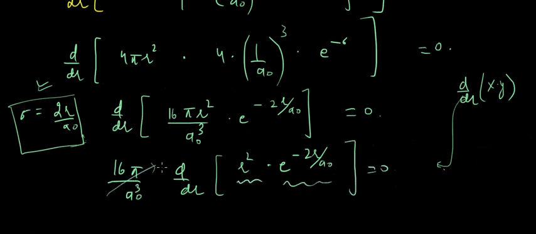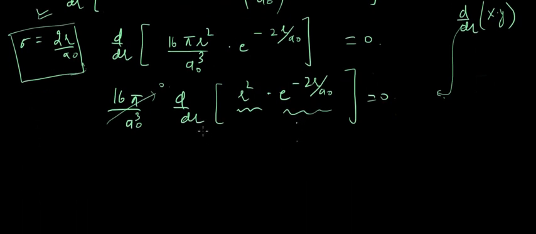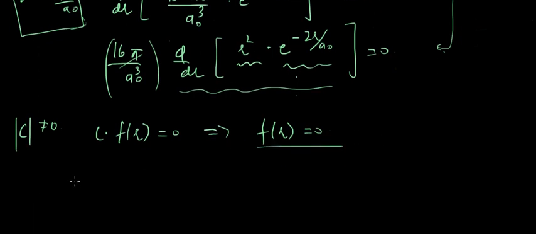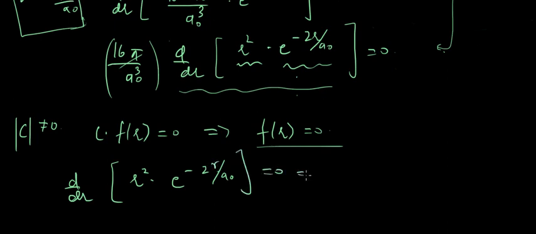So I can just equate this to 0. As this value is a constant c, not equal to 0, multiplied with some function of r, if c dot f(r) is 0, then f(r) should be equal to 0, as c is not equal to 0. Hence directly equating d by dr of r square times e to the power minus 2r by a naught as 0.